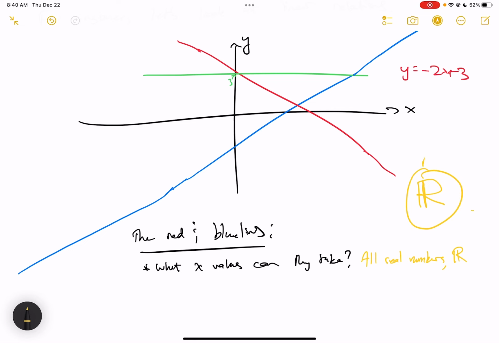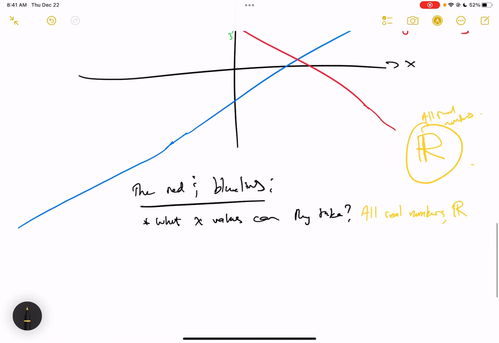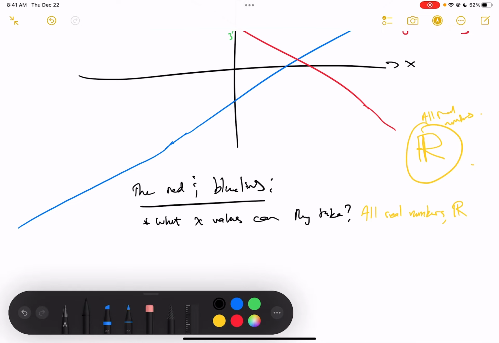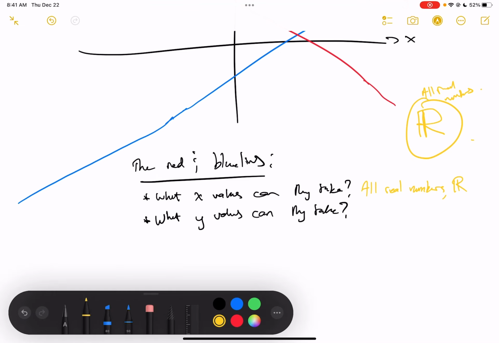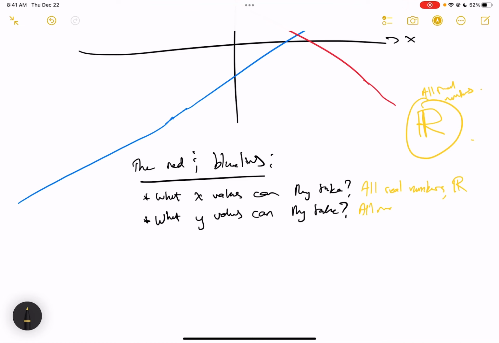This means all real numbers. It is a shortcut that I will allow you to use whenever we're writing domain and range. It's actually preferable in math, so ups to you if you can do that. Similarly in questions, what y values can they take? Once again, as we specified, it's also all real numbers, or R.